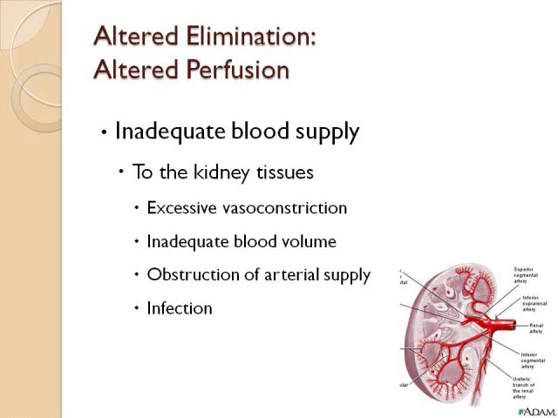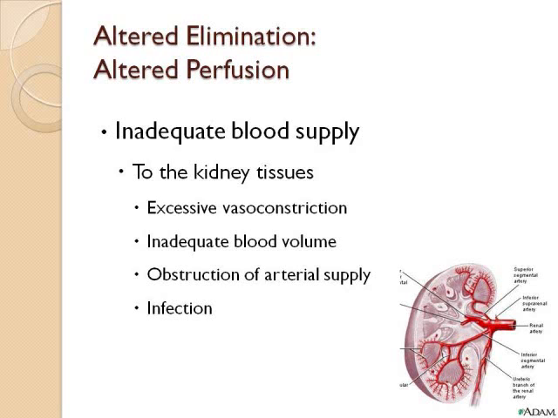Altered perfusion. That's inadequate blood supply to the kidney tissues. The picture on this screen, you see some of the vascularization of the kidney. In real life, the vascularization is all over the kidney. There are no areas that aren't highly vascularized.